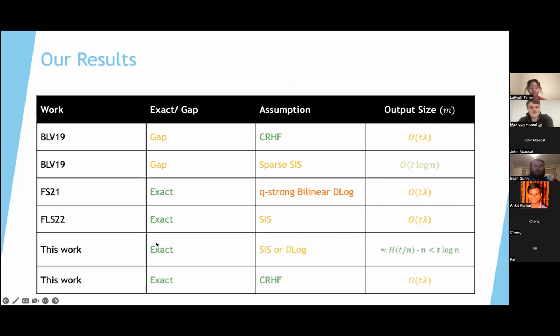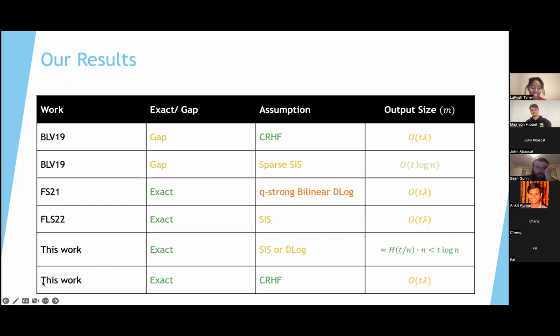Okay, in this work, we produce two exact Hamming PPHs. The first is based on SIS, or discrete log, and we show that we're actually able to get an output size of less than T log n. And then we prove a lower bound in the same paper that shows that this output size is optimal. So it's pretty much the best that we can do. And so it's a great achievement.